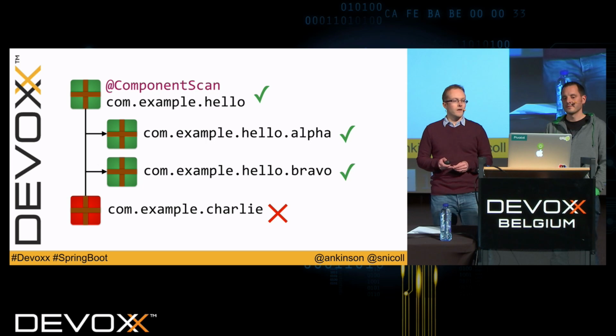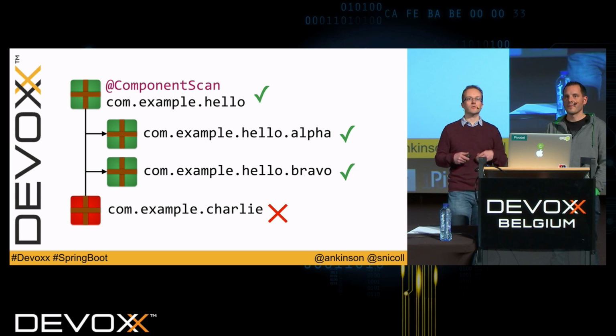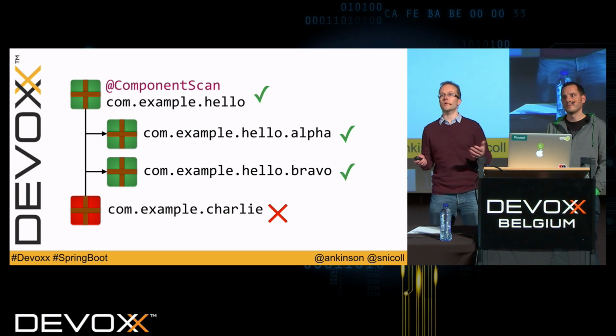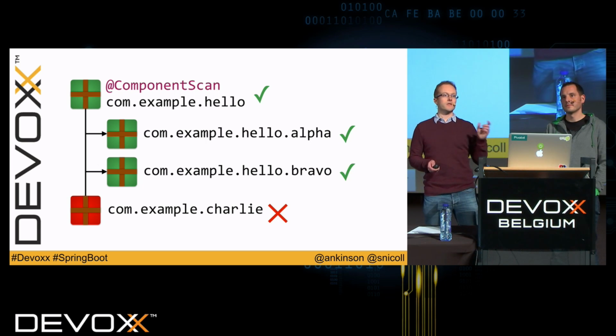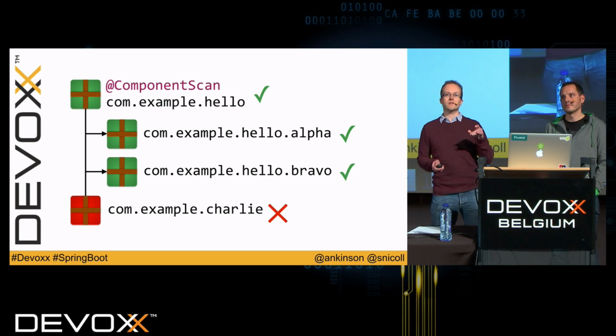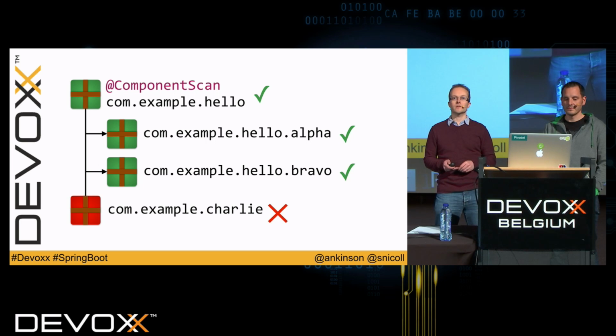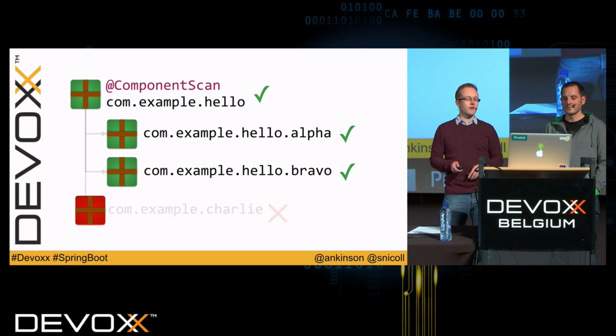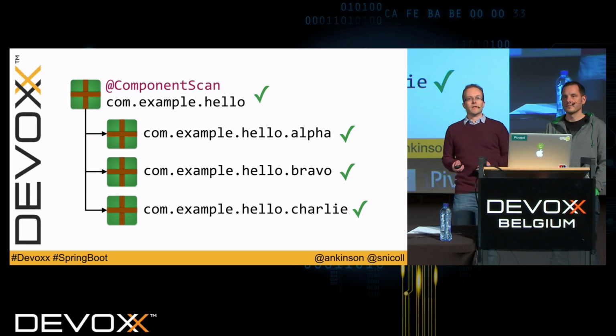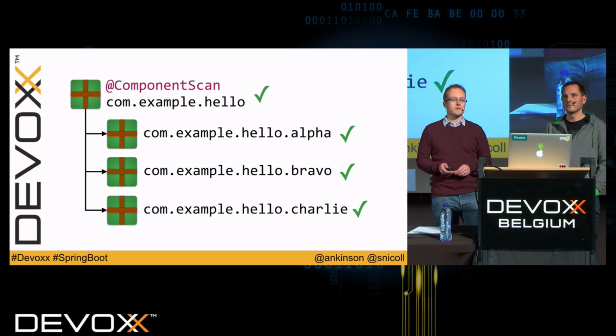And this can be a reasonably common gotcha when you're writing a Spring Boot application. If you add some new code in a new package and you're expecting the components in there to be found and they're not, it's worth double checking what package it's in and where you're declaring your component scan annotation, and making sure it's in the same package or in a sub-package of it. If it's not, you can just refactor your code and move it underneath, so it's now com.example.hello.charlie, and the components will then be found.